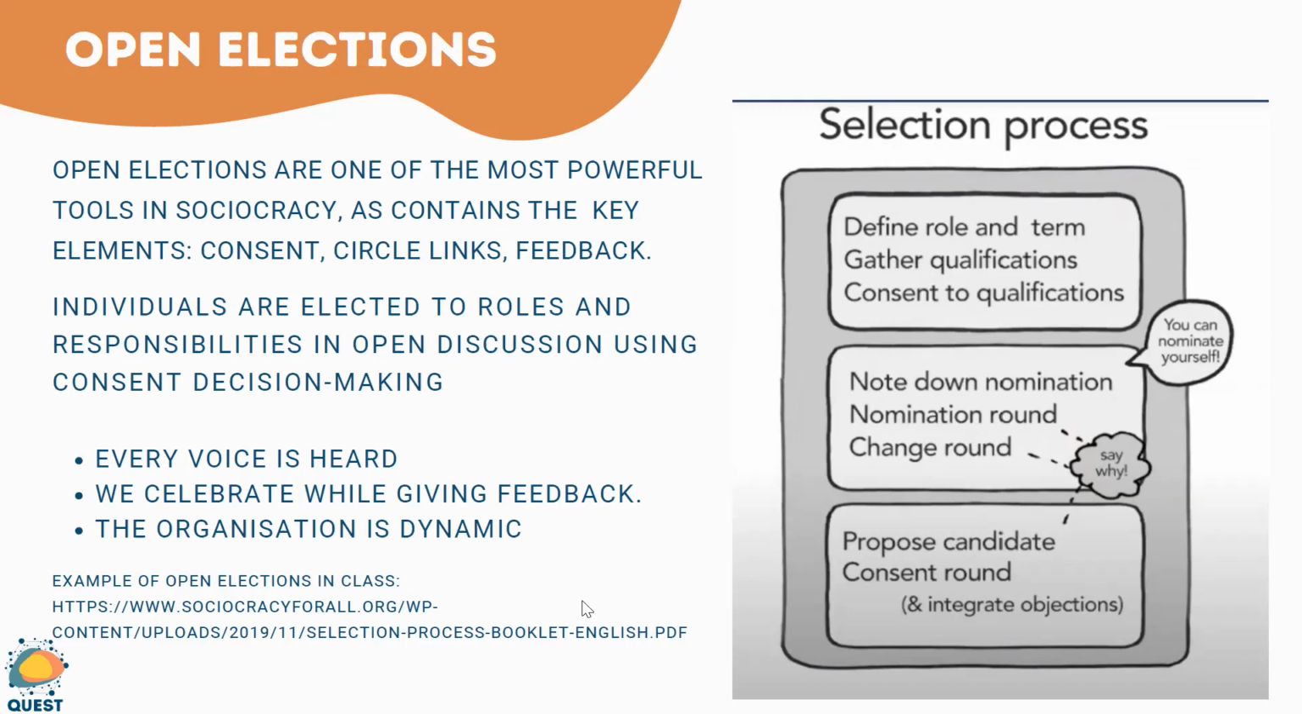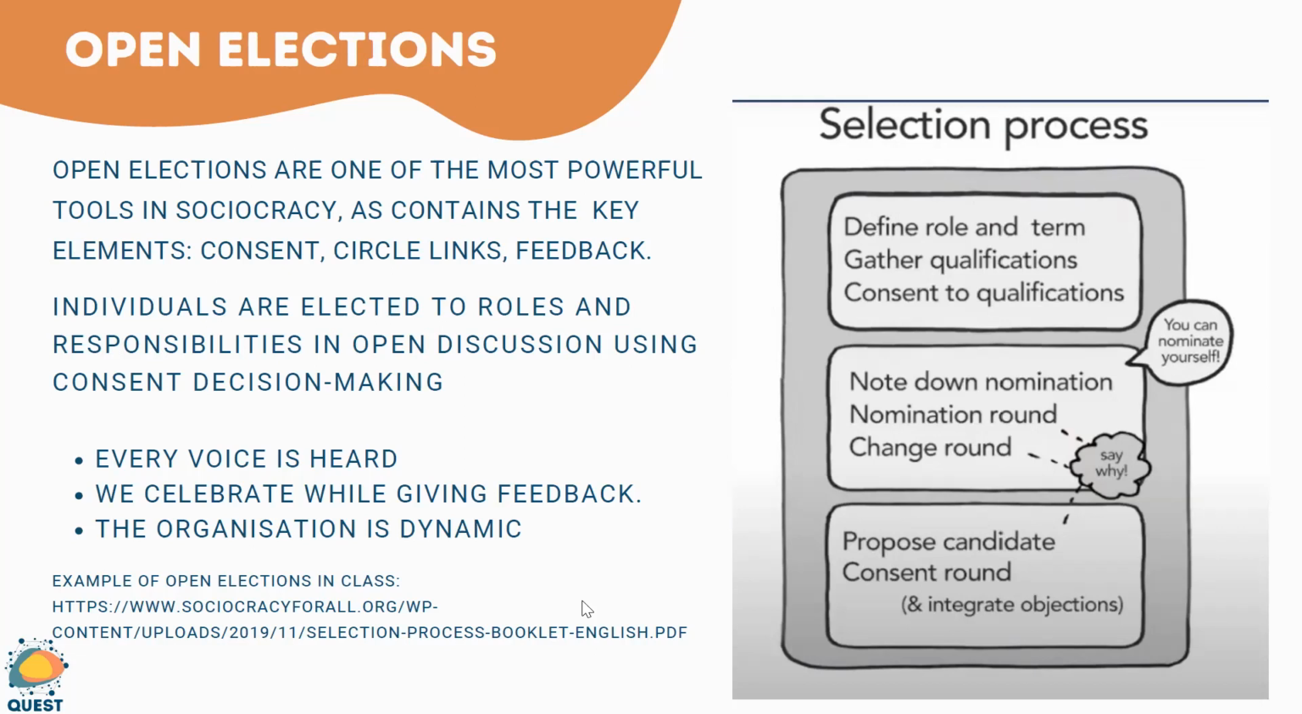In sociocracy, individuals are elected to roles and responsibilities through open discussion using consent decision-making. So the 3 steps of consent decision-making that we saw are used to elect people. And the election is very different from normal elections because there are no candidates, so they are also called elections without candidates. I will explain how it works and why it's so powerful, and I will challenge you to try this in your school setting.